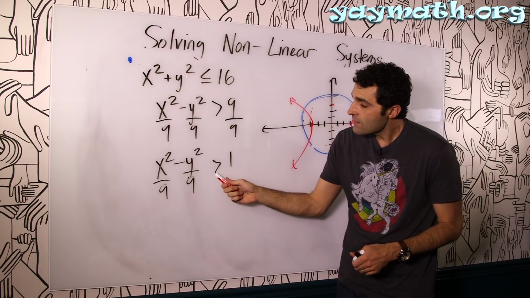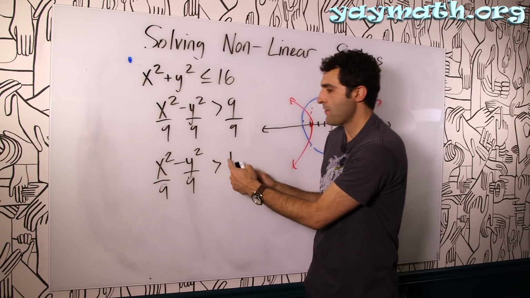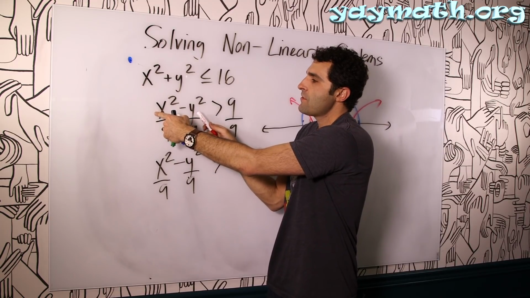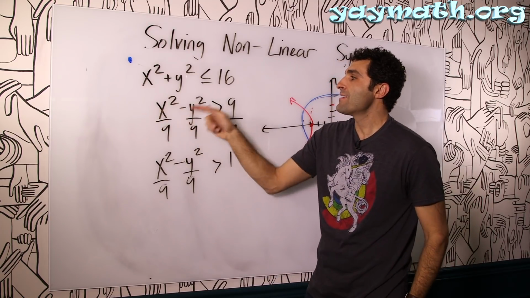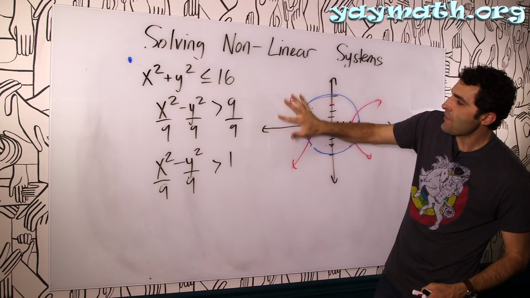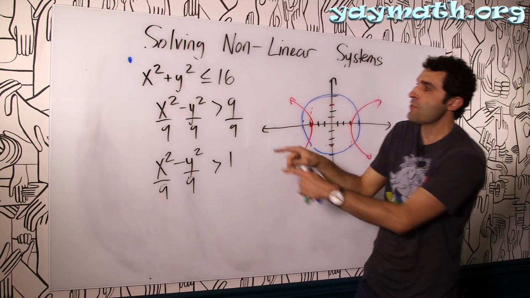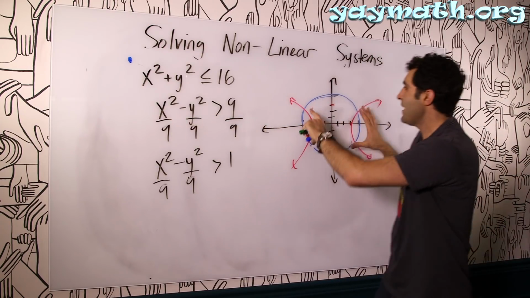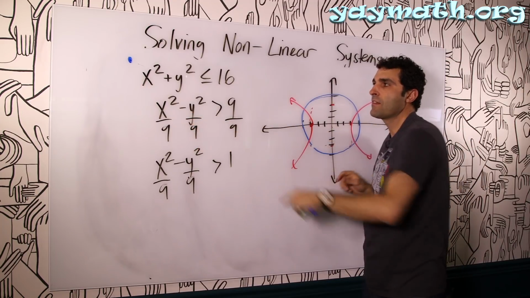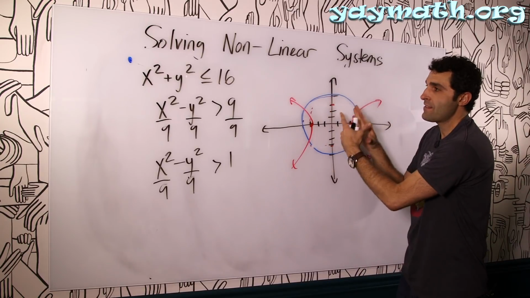Over here, greater than 1, we need large values to be greater than 1, or even over here, we need large values. Points like 10, 0 would work here. 10, 0 is way out here. So that means we're shading inside the hyperbola, to the extremes over here for this hyperbola. To be less than, for the circle, we're shading inside.